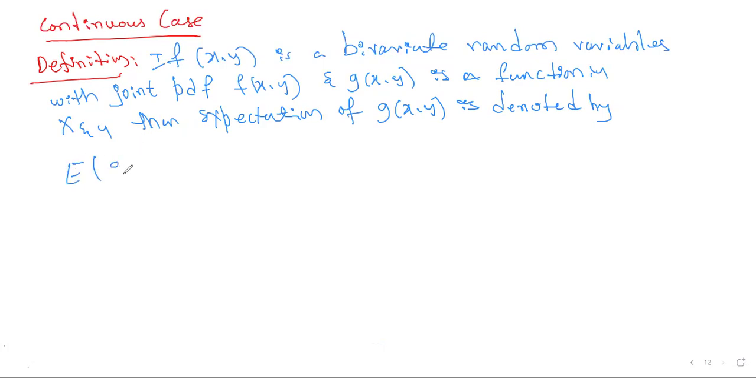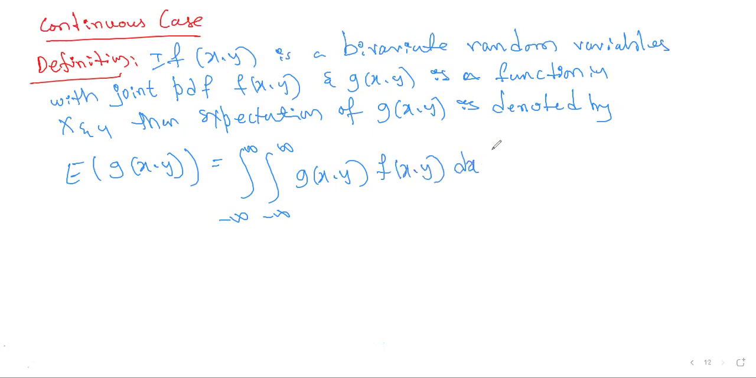the expected value of g of x comma y is equal to the double integration from minus infinity to infinity of g of x comma y into f of x comma y dx dy, provided that the double integral exists. So this is a simple case, the continuous case, where we can find the bivariate expectation.